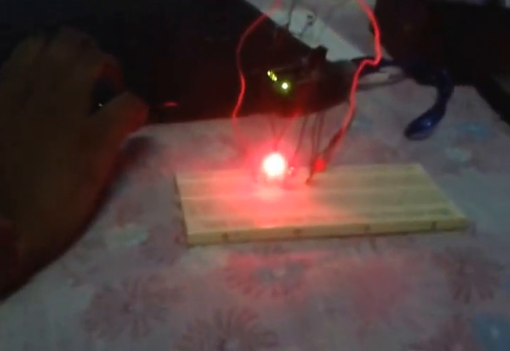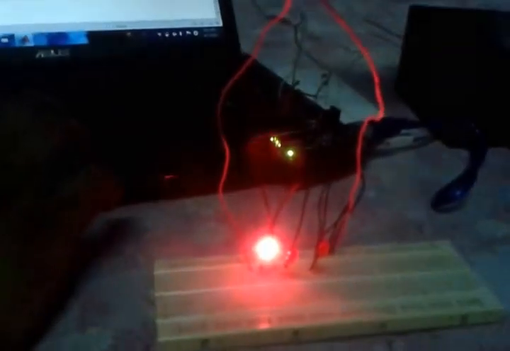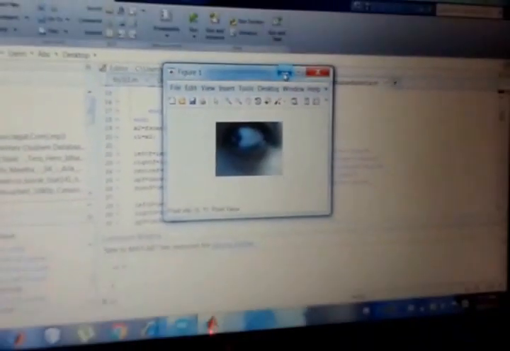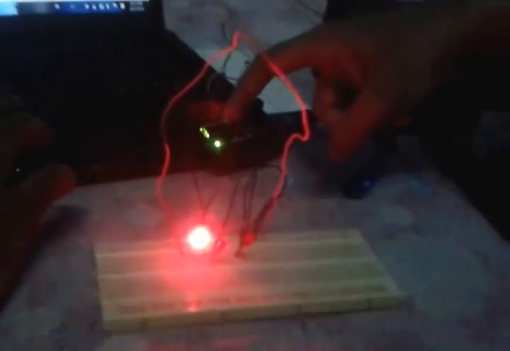Actually, if you can see, because this is a camera image, this is a mirror image, and my eye is facing the right hand side, and this is the LED for the right hand side. You can see this LED is attached to pin number 2.